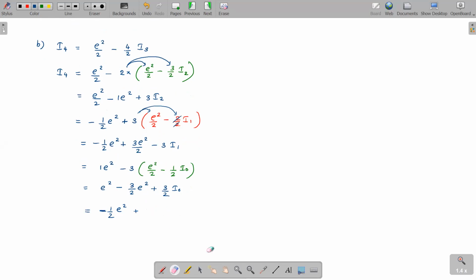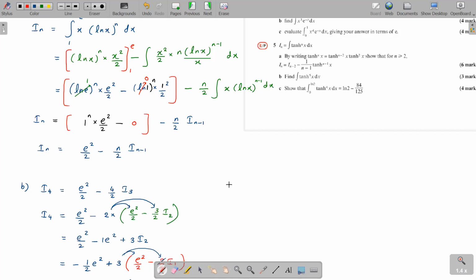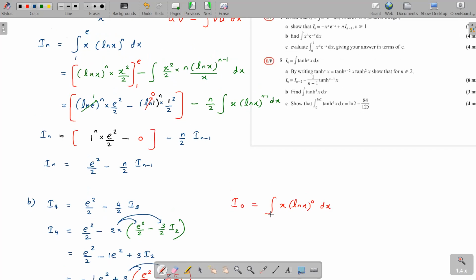Shall we find I0 manually? Go to the equation. We will find I0 manually. So who is I0? Integration of x ln x to the power 0. N is 0. So x ln x to the power 0, and your limits are from 1 to e. So let's input the value of ln x to the power 0. Basically, any number to the power of 0 gives you 1. So I end up getting here integration of x with respect to x. The limits are from 1 to e.